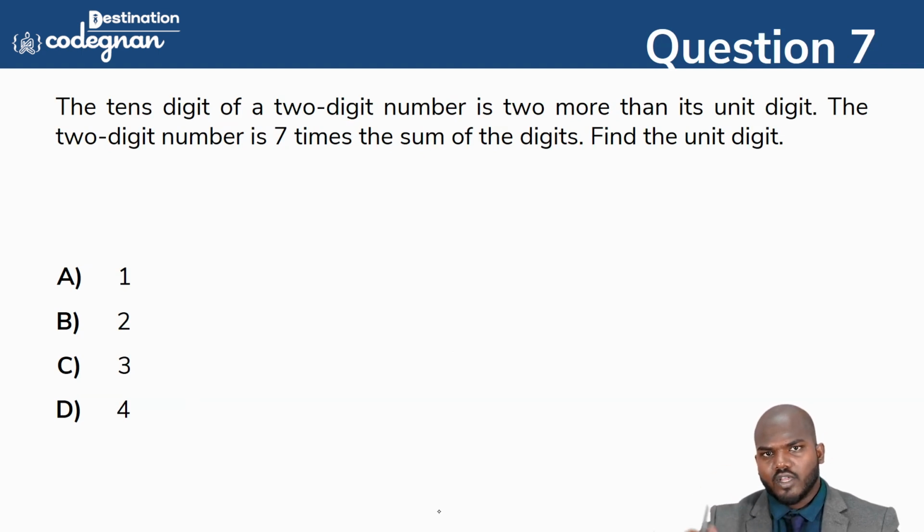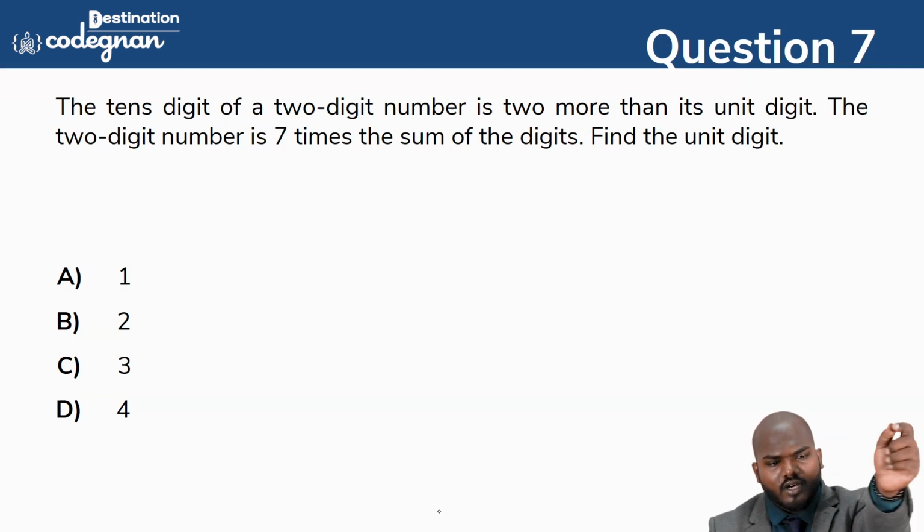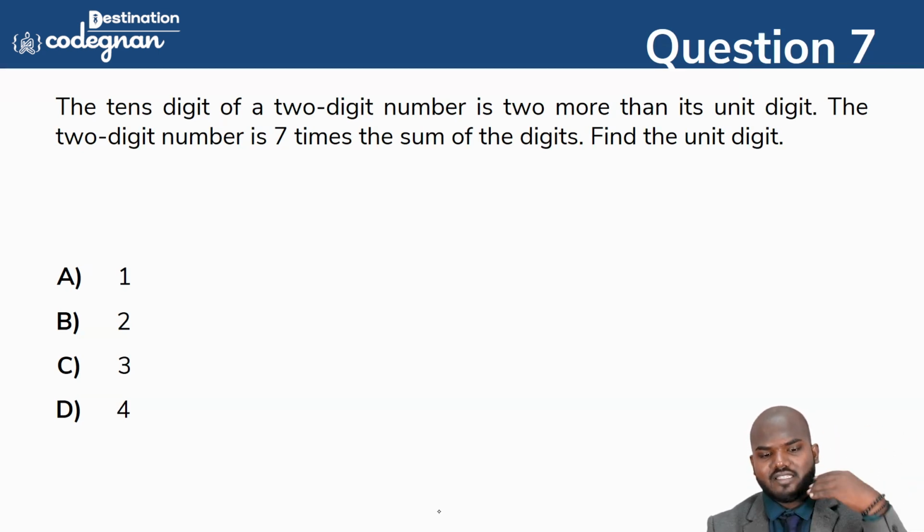In the place value, on the right side, the beginning of the number we can call the ones. The ones we can also call the last digit. The last digit is also called the unit digit. These 3 names indicate only one thing here. So you just need to take it up here: the tens digit of the 2-digit number is 2 more than the unit digit. The 2-digit number is 7 times the sum of the digits. So find the unit digit.